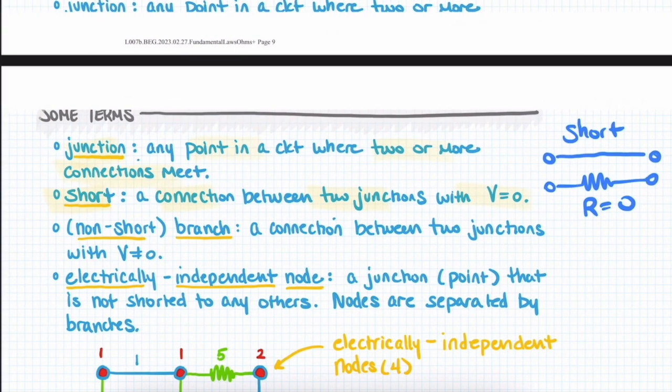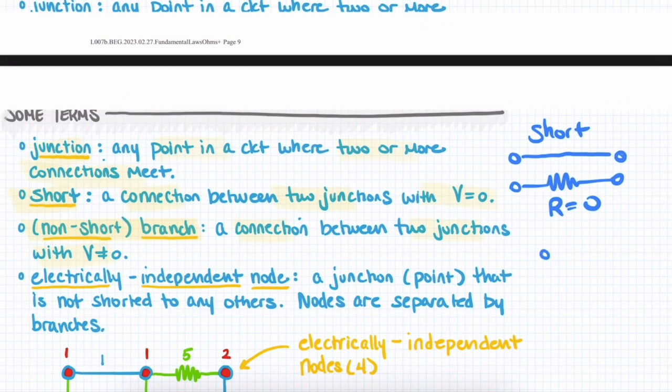So we call that a short. I guess you could also call it a shorted branch, although we reserve the term branch for non-shorts. So a non-short branch, or what we're just going to call a branch, is a connection between two junctions for which the voltage differential is not equal to 0.